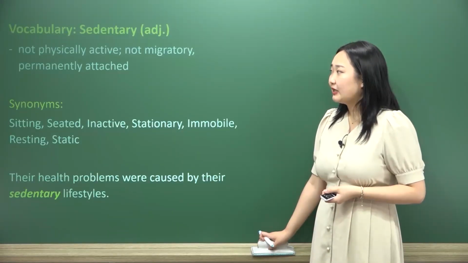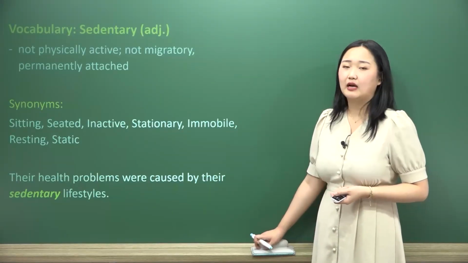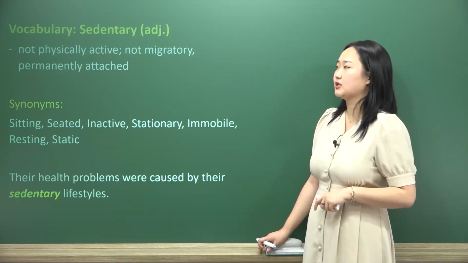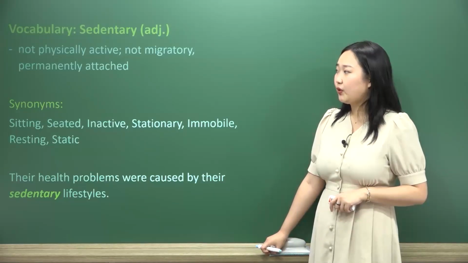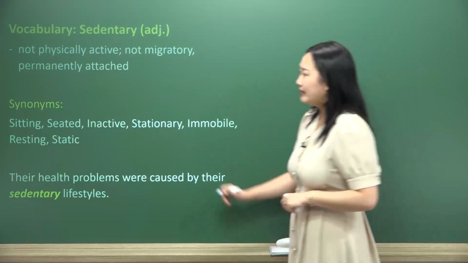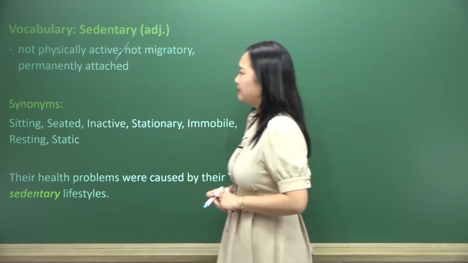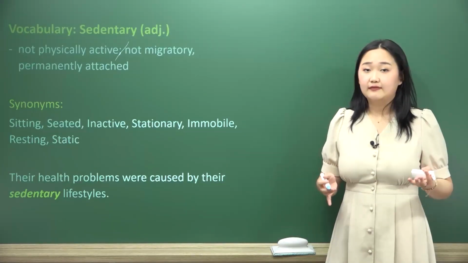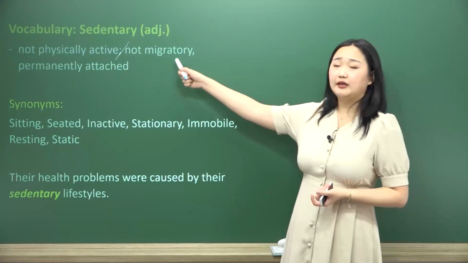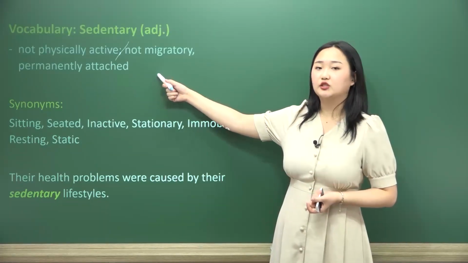Then we have the word sedentary. This is an adjective. If you guys have taken a health class, then you might be familiar with this word. Sedentary is meaning not physically active, not migratory, or permanently attached. Now, I did have a semicolon here just simply because there are two main ways that we can see this word. Sedentary as a lifestyle, as well as sedentary as a descriptive word for things that are just generally not moving.